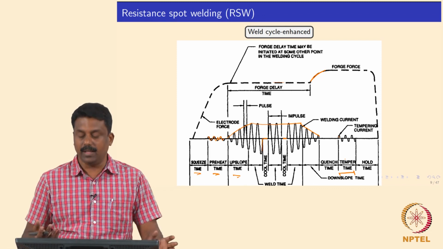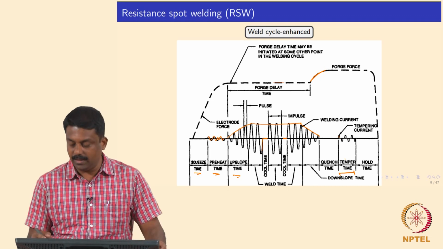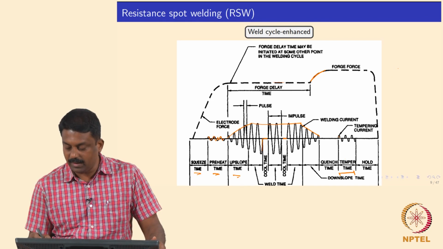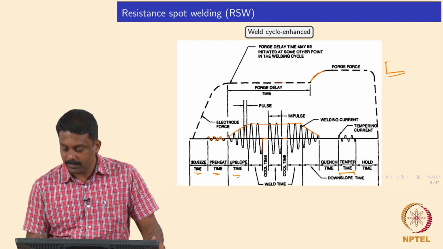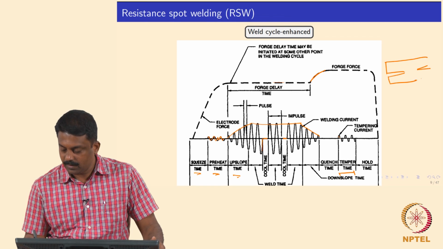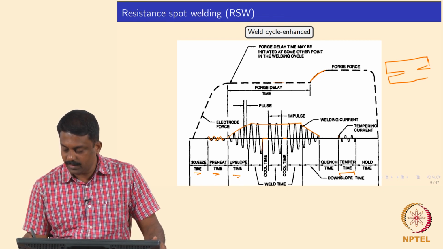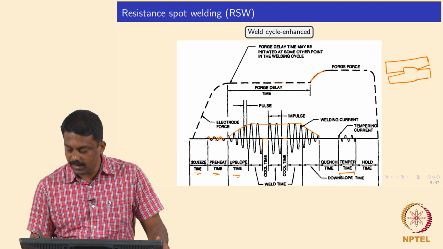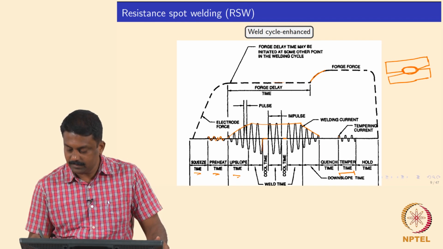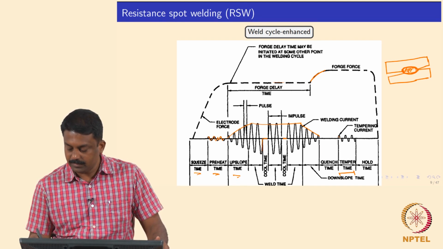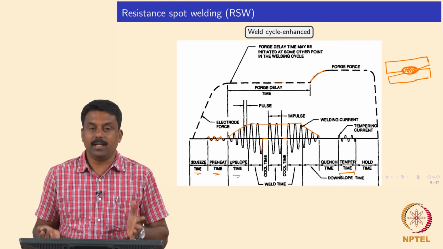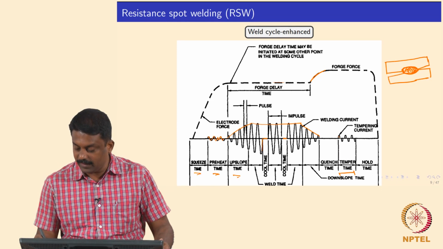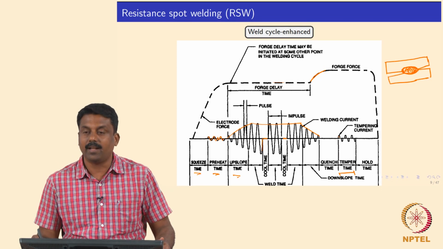Otherwise, if you look at the typical cross sectional overview of a resistance spot weld, so this is the two sheets. So, this is how a resistance spot weld looks, and you have the weld nugget here, isn't it, in the cross section. So, this is a weld, and if you look at a typical resistance spot weld, you always have a notch at the weld center line.